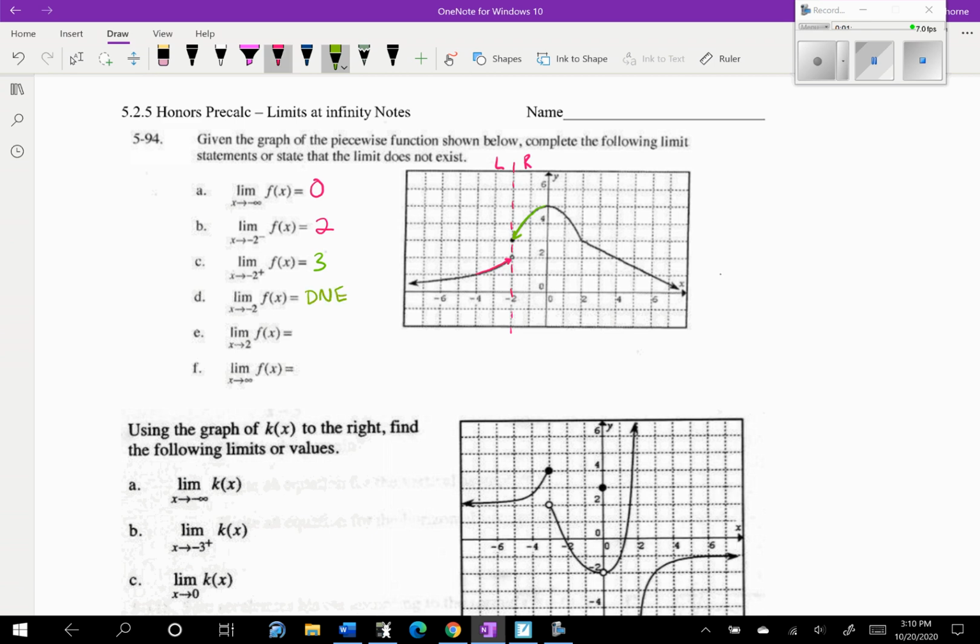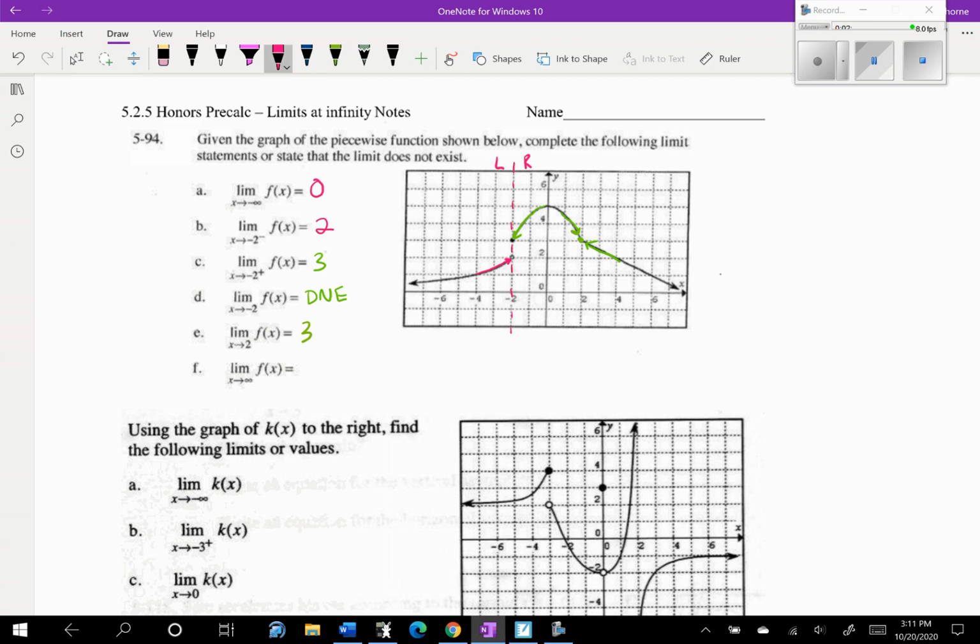The limit as x approaches 2, this doesn't again have a plus or minus next to it, so that means we want the two-sided limit. So from the left side, we're approaching this value, and from the right side, we're also approaching that value, and so that y value is equal to 3.